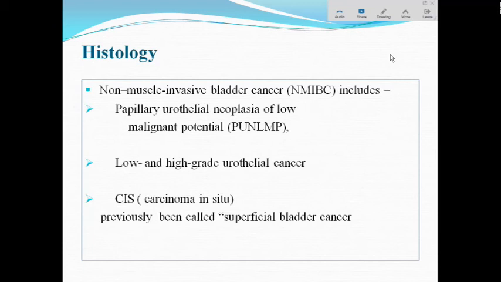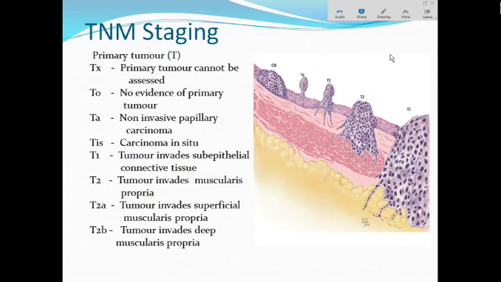Okay. Then apart from non-muscle, second is muscle invasive bladder cancer. So what is the TNM staging? You should remember this. Primary tumor: Tx cannot be assessed. T0 no evidence. Ta non-invasive papillary carcinoma. Tis is carcinoma in situ, which is always high grade. T1 tumor invades subepithelial connective tissue. So till this time it is non-muscle invasive. From T2 onwards it is muscle invasive.